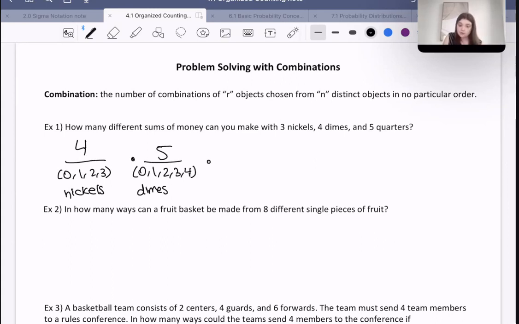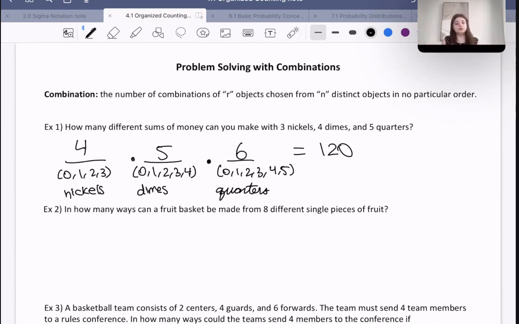So that's 5 ways. And then for quarters, there's 6, right? It could be 0, 1, 2, 3, 4, or 5 quarters. So that's 6 different things we can choose. So that is equal to 120 different sums. Now keep in mind one of those sums is just choosing nothing. And technically we could choose 0 nickels, 0 dimes, 0 quarters.